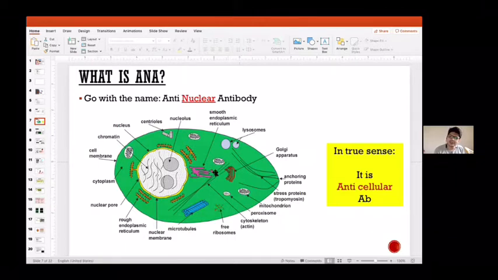So as such, these antibodies, which are in serum, are targeting structures of the cell, the total cell, not just the nucleus. So if we say anti-nuclear antibody, the name looks wrong, right? It should be something called anti-cellular antibody. But this name, anti-nuclear antibody, we have been following since 1950, and we have agreed that we will follow just anti-nuclear antibody as ANA. But in true sense, it is anti-cellular antibody. Okay, so if you tell me anti-cellular antibody, I will appreciate it.